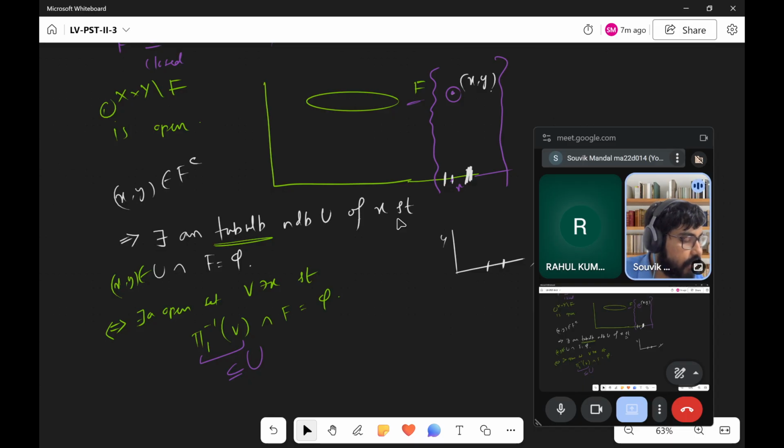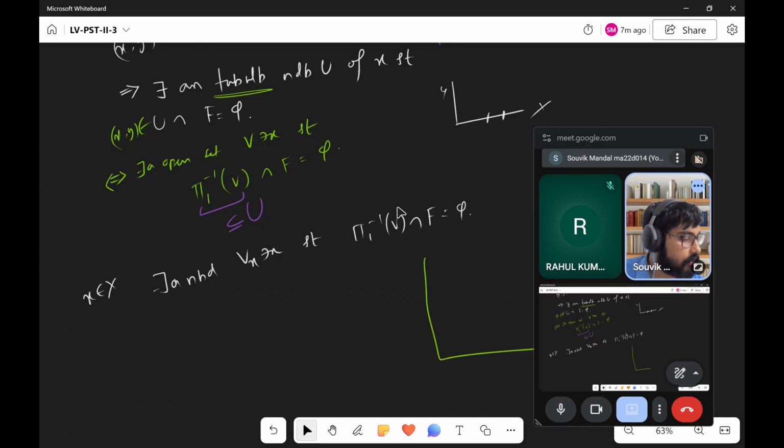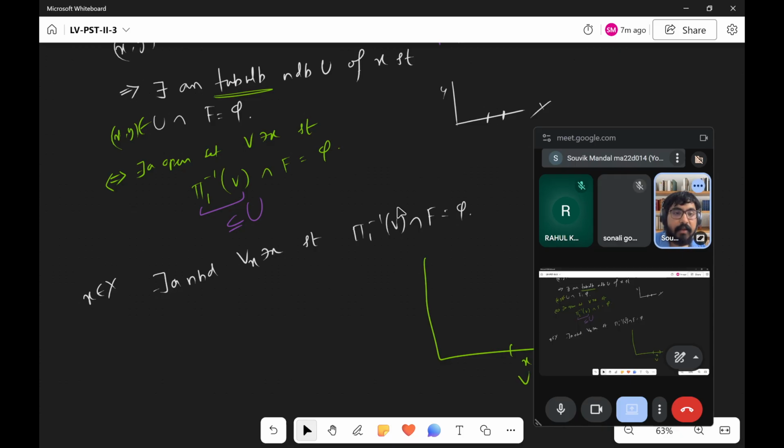So that means what we are getting is that for each x belongs to X, there exists a neighborhood Vx containing x such that pi 1 inverse V intersection F is equal to empty. Okay. Now consider the set. This is V, this is x, and we have some pi 1 inverse of V.